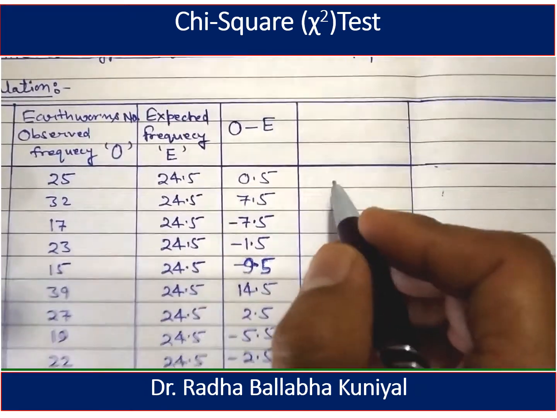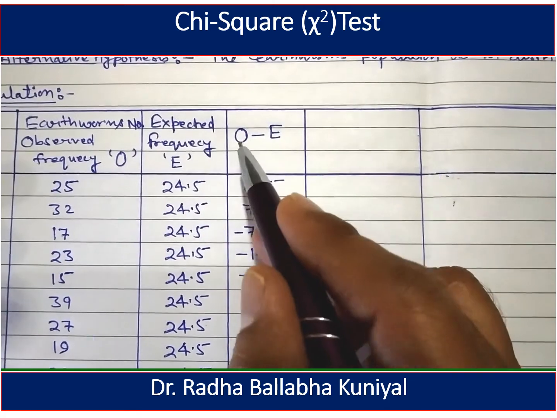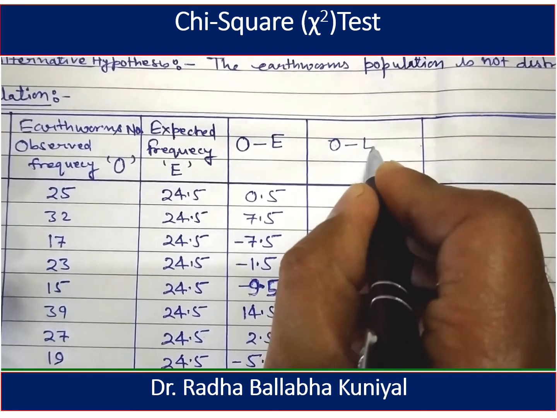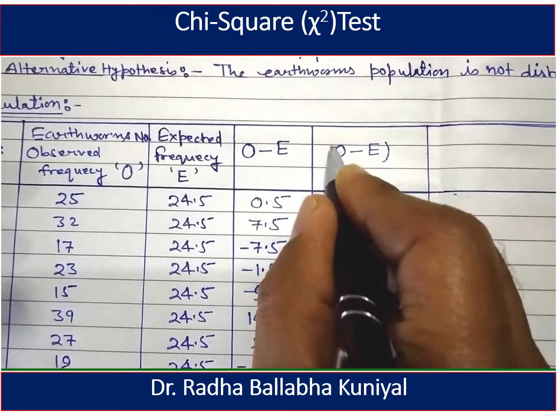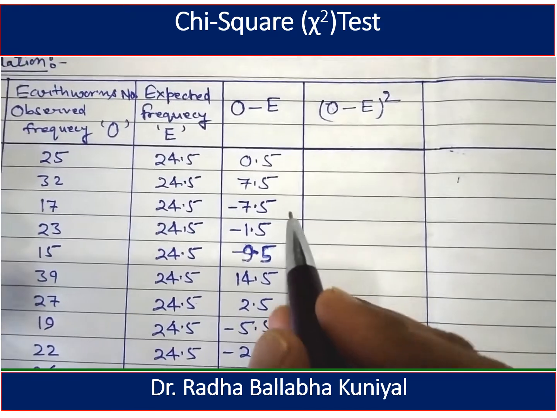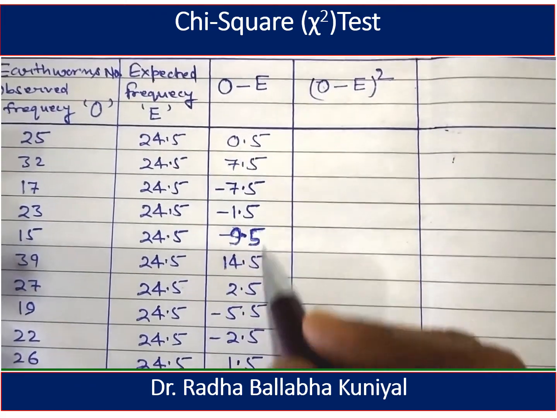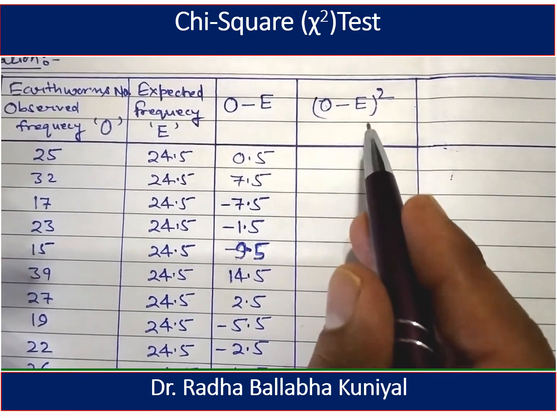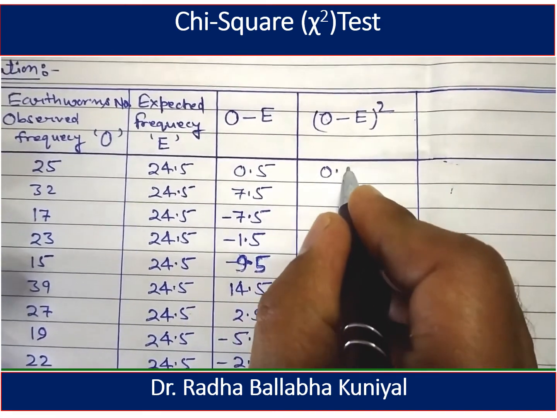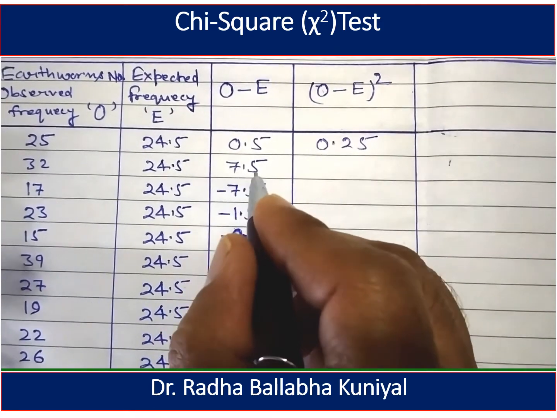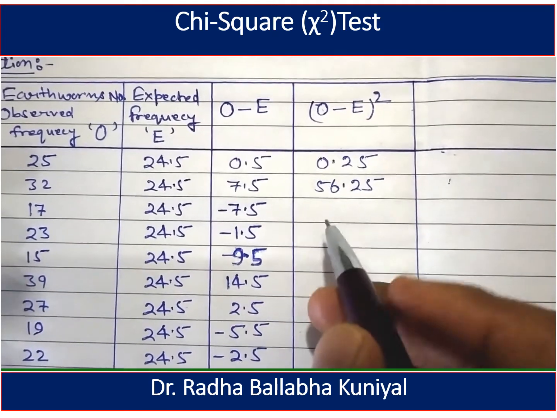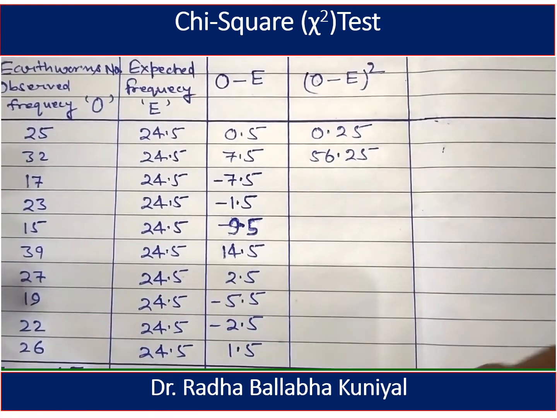Now in the next column we will get the square of O minus E. We will write the caption O minus E square, meaning the whole square of O minus E. Now we will square these values to get the whole square of O minus E. Here the square of 0.5 is 0.25 and the square of 7.5 will be 56.25, and likewise we will square each value.